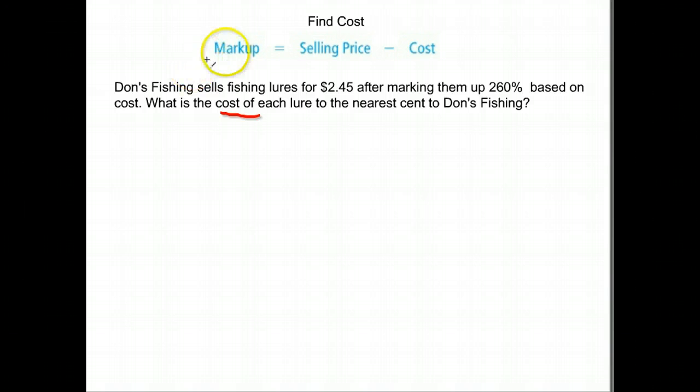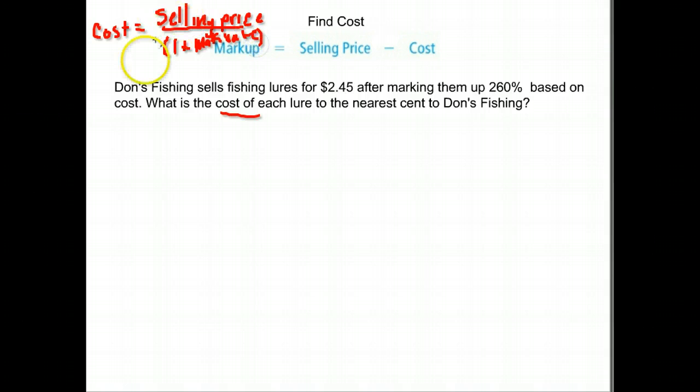Let's say you wanted to use instead the formula that was created, that the cost is the selling price. I'll do that method first this time, and then we'll do the other method. You only have to do one of them. I'm just showing you both. Okay, so the first method I'm going to use is that formula. The cost is equal to the selling price, I'm just abbreviating, divided by 1 plus the markup rate.